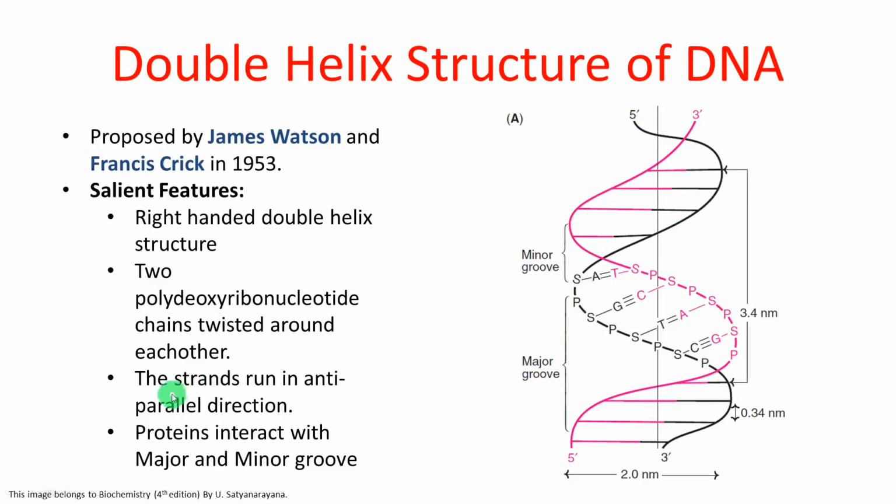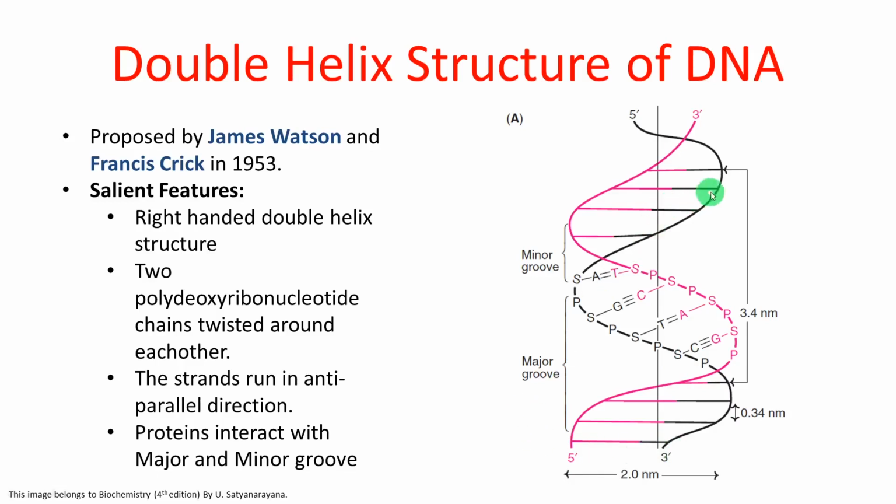Third salient feature is that the strands usually run in anti-parallel direction. Means whichever two strands you are observing over here, one in pink color and one in black color, they will always run in anti-parallel direction. If one strand is running from 3' to 5' end, the other strand will run from 5' to 3' end. So they are running in anti-parallel direction.